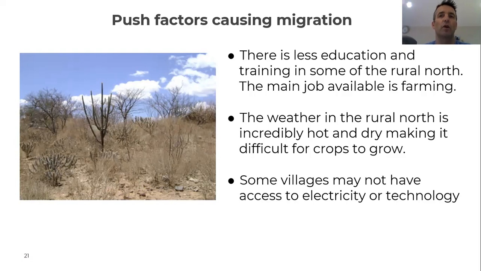Now the weather in this rural area is incredibly hot and dry, and that makes it difficult for lots of crops to grow. So it's difficult to be a farmer in the Katinga area because the weather is so hot and dry, it's difficult to keep animals or to grow crops there. Now some villages in this area might not have access to things like electricity and technology that we might be used to here in the UK. So those are some reasons why some people might want to move away from rural areas like the Katinga region.